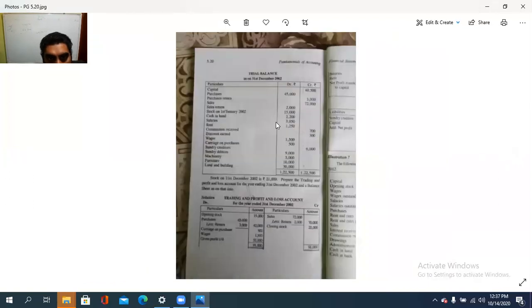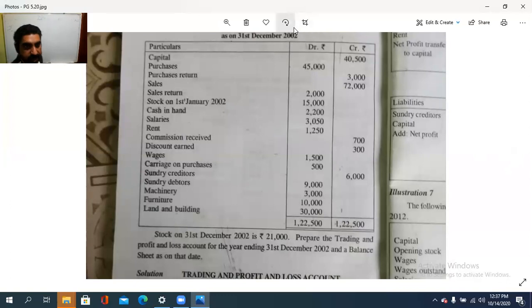Yes. Then what is there? Capital is taken, purchase less returns taken, sales less returns taken, stock taken, then cash in hand on the asset side. Cash in hand, 2,200. Then salaries taken, rent taken, commission received, discount received, wages, carriage and purchases taken. Next items we need to put in. Sundry creditors, how much is it? 6,000. Then here, sundry debtors, how much is it? 9,000. Then machinery, 3,000.